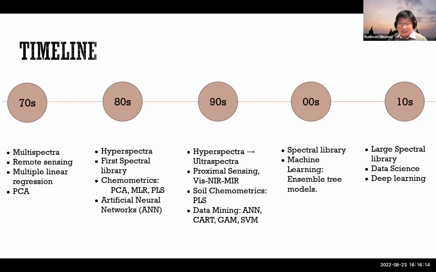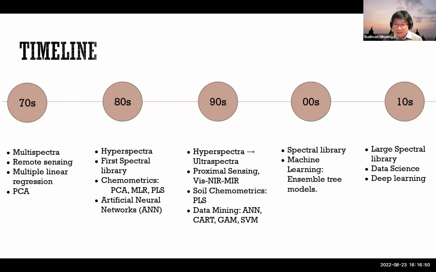And people start talking about proximal sensing. If we can not remotely sense the soil by plane or by satellite, but we can proximally sense the soil near the ground, either in the visible, near infrared, or mid infrared. Most of the techniques we use are chemometrics, in terms of PLS, but we are already using data mining techniques such as neural networks, generalized additive models, or support vector machines.